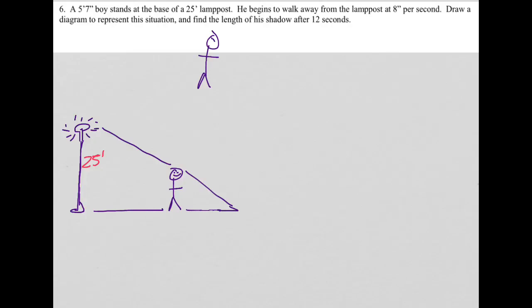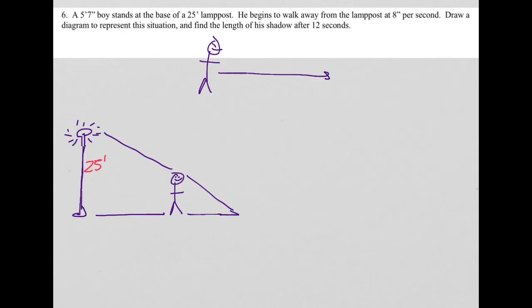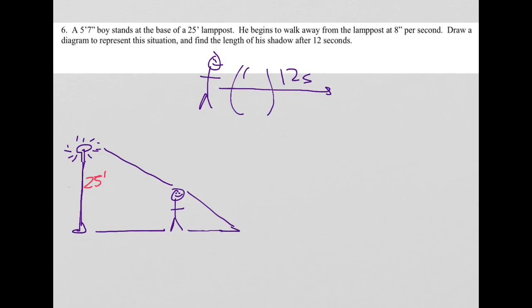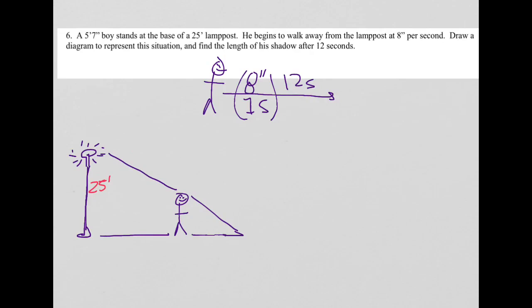Because if he is walking this way for 12 seconds, and he's walking at a speed of 8 inches per every 1 second, we know that we multiply 8 by 12, our second units will cancel out, and we will get the number of inches he has traveled, which is 96. So he's gone 96 inches.